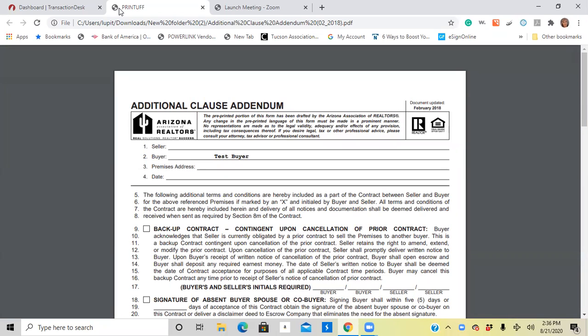Hello, this is Lupita Mitz, designated broker with OMNI Homes International, and I'm going to talk about the additional clause addendum today. So let's talk about the purchase contract first.